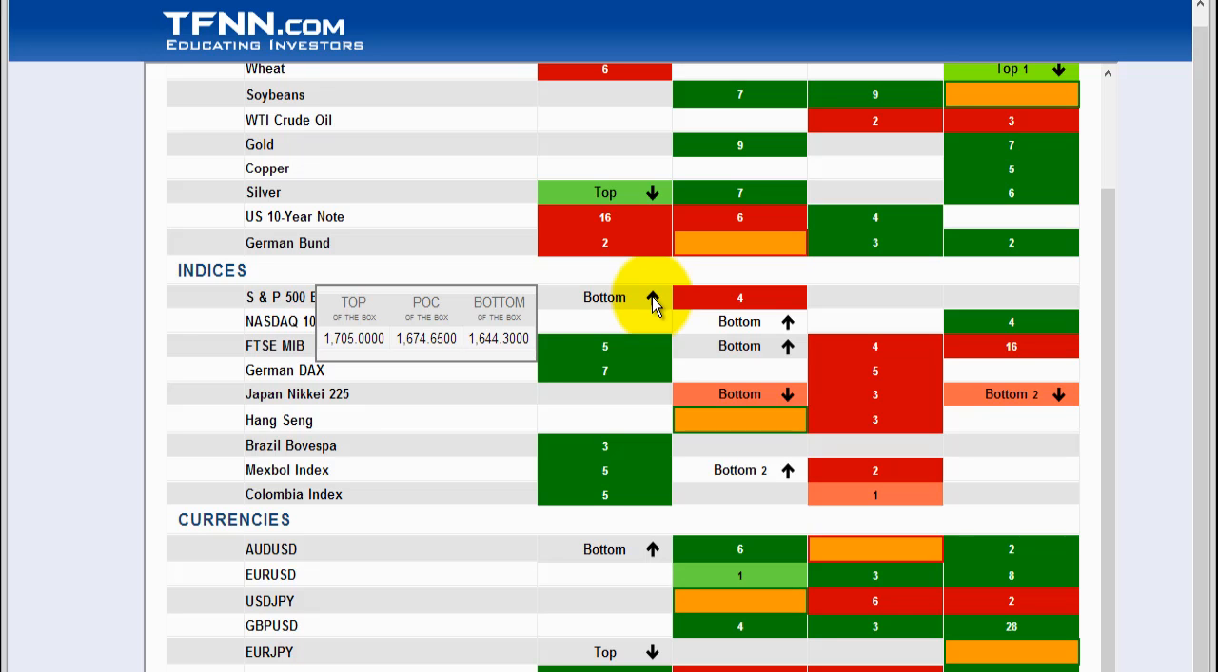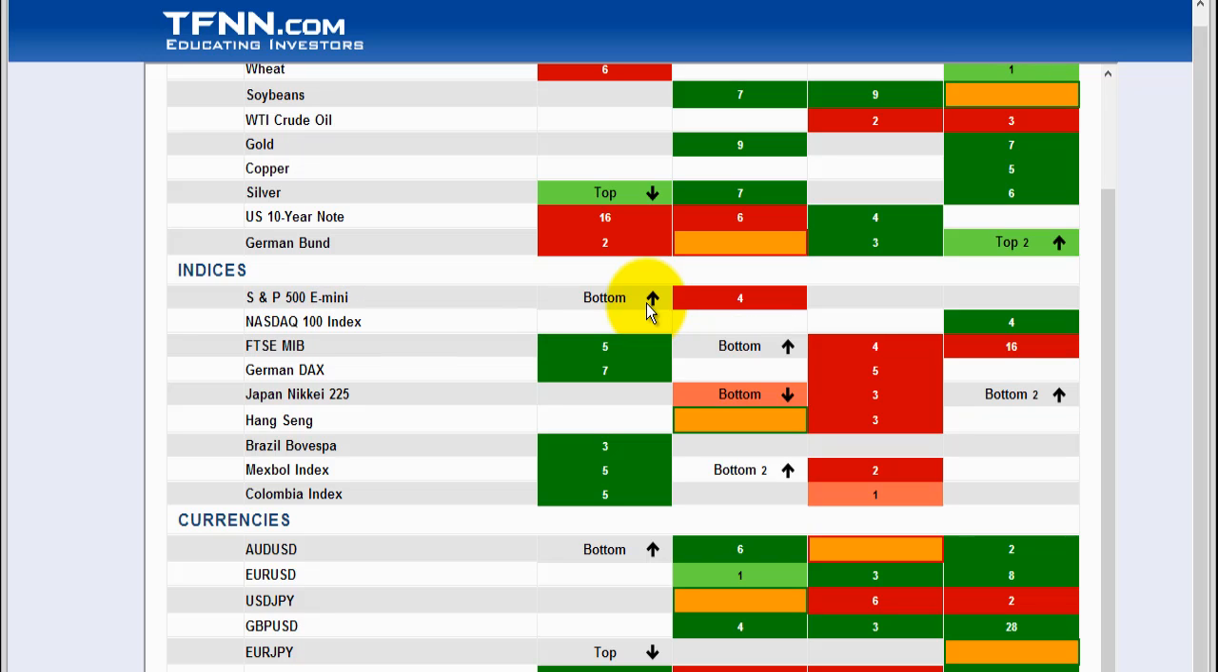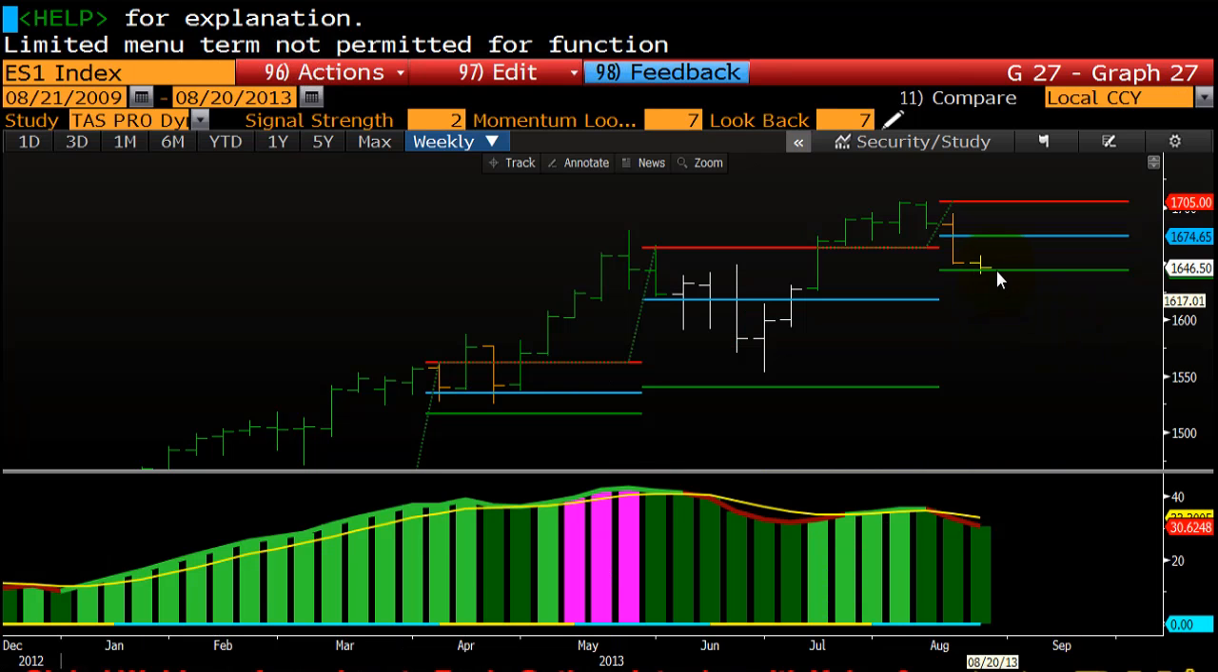I said a lot there, and I'm sorry, but I think you get it. We're basically sitting right above the bottom of our box, and our price right now, in real time, is 1646.25, as you can tell right there. Okay? So why is this important?